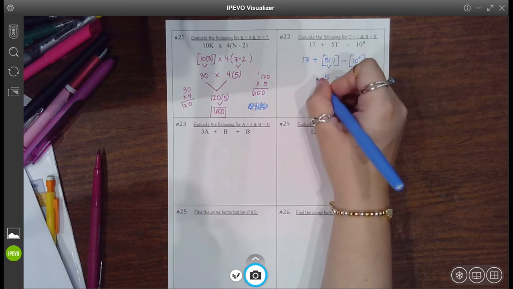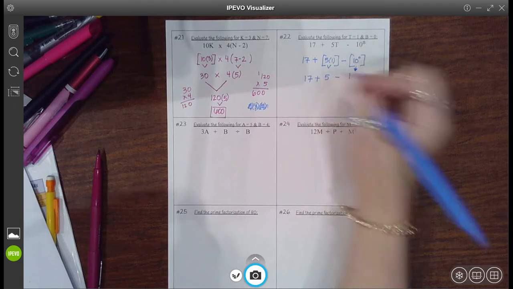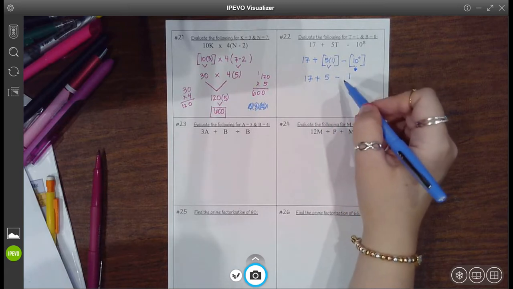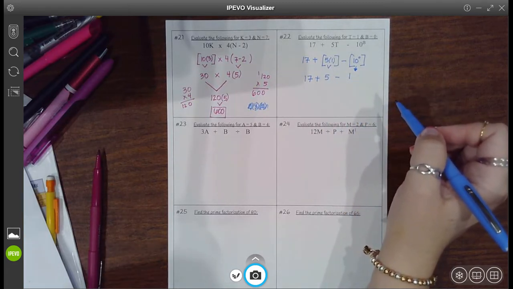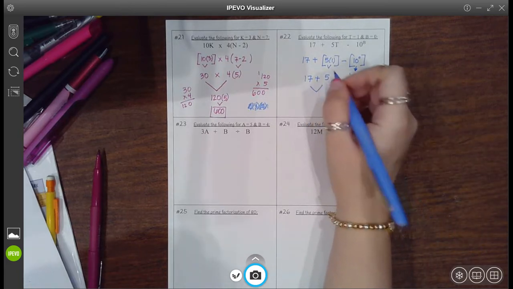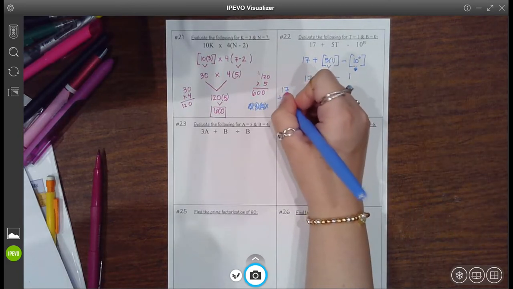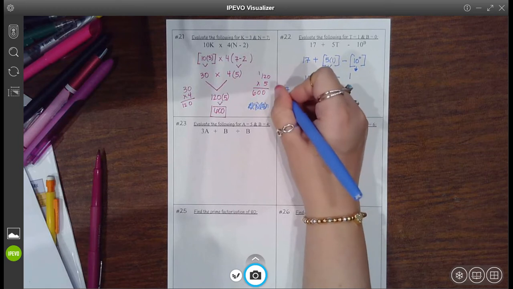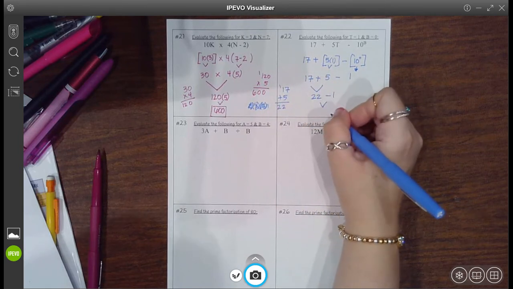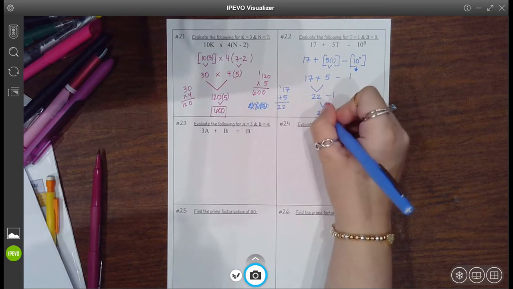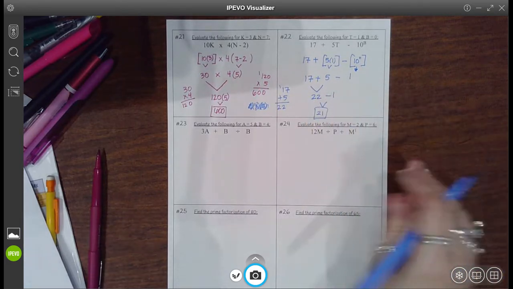Okay, so I simplified those brackets. Bring down your other number. And now you just have the operation signs between each individual term. And since they're only adding and subtracting, we go from left to right. 17 plus 5 is 22. Bring down that minus 1. And 22 minus 1 is 21.